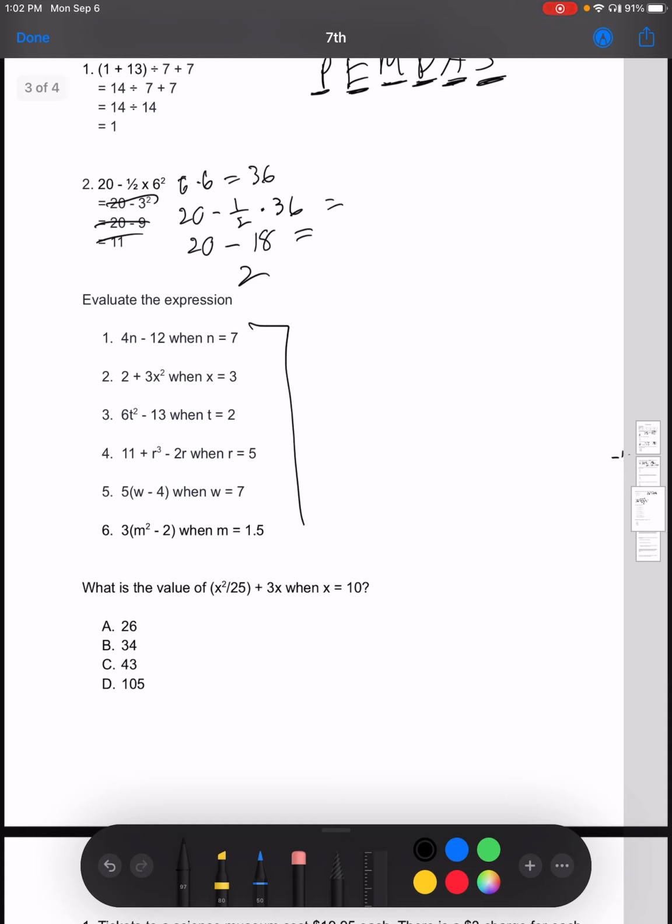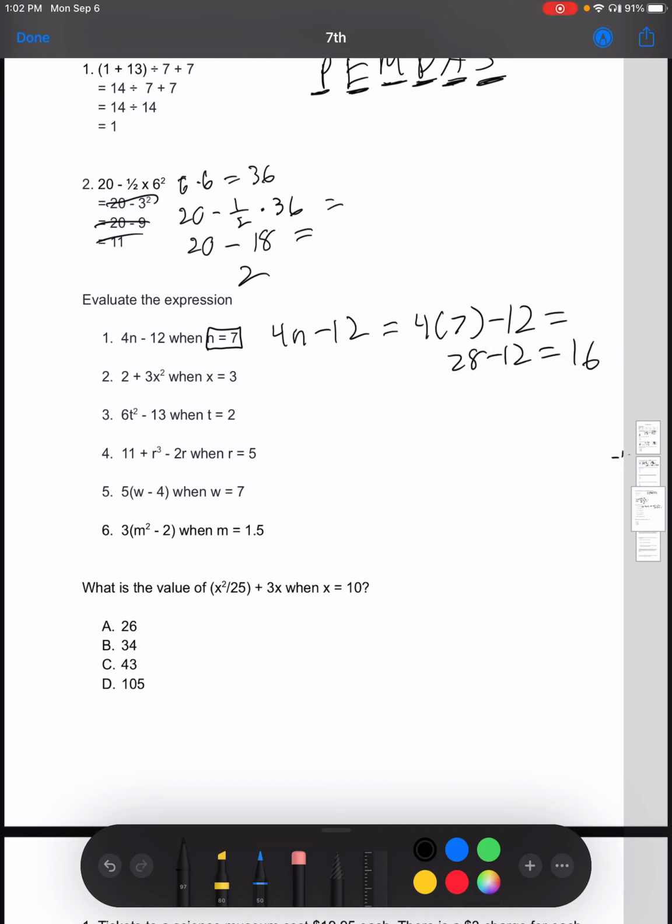For these, you just want to plug in the value of the letter they give you. So say for number 1, 4n minus 12. Well, they tell us that n will be 7. Therefore, we just plug in 7 for n to get 28 minus 12, and that's just 16. You do the same exact thing for the rest of these. Just plug in the number for the letter they give you.